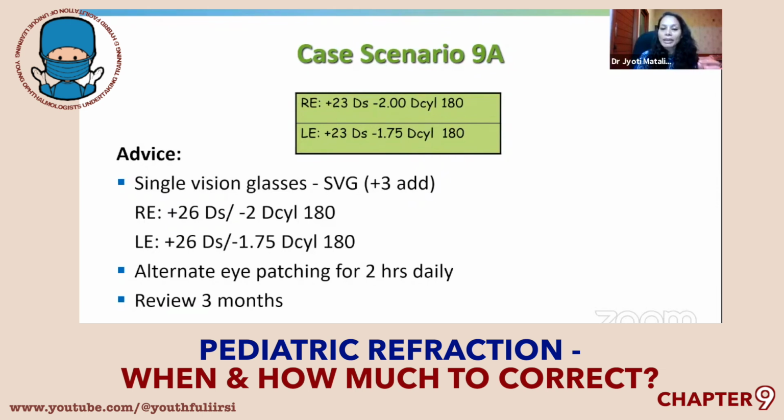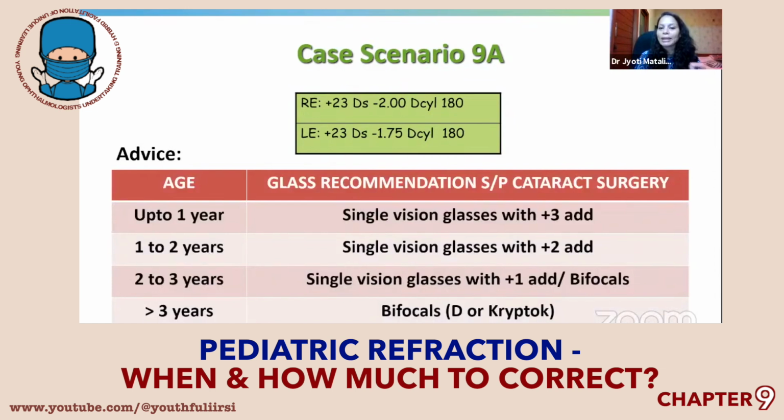So a little recommendation: if there is a patient who has undergone cataract surgery, if it's less than 1 year, give single vision glasses with +3 add. If it's 1 to 2 years, give single vision glasses with +2 add. 2 to 3 years, single vision glasses with +1 add or bifocals, because nowadays schooling is starting even before 3 years. So you can decide, and bifocals can be introduced earlier, but definitely after 3 years, bifocals. Executive bifocals also do well, because a child automatically understands that he has to look through the lower segment. But in certain children who are delayed in development, you can do a D bifocal.